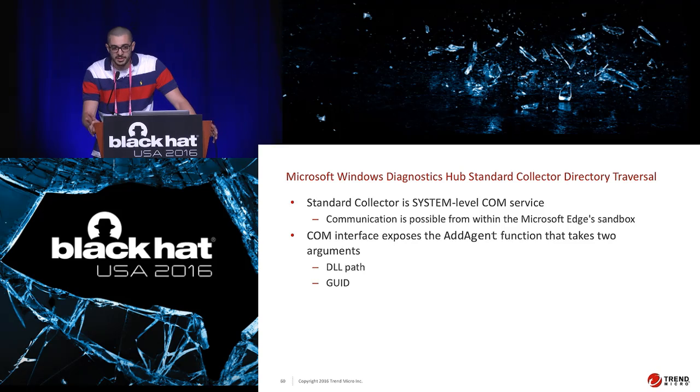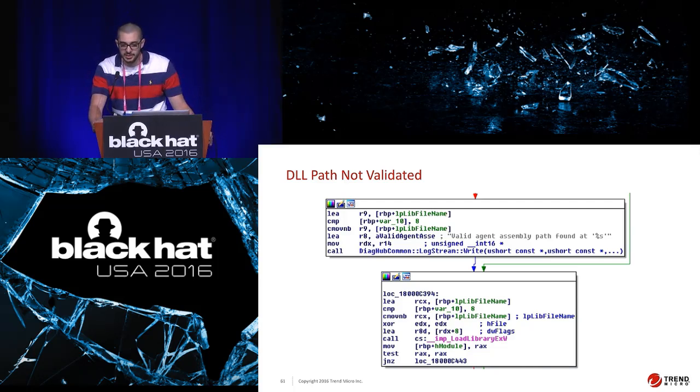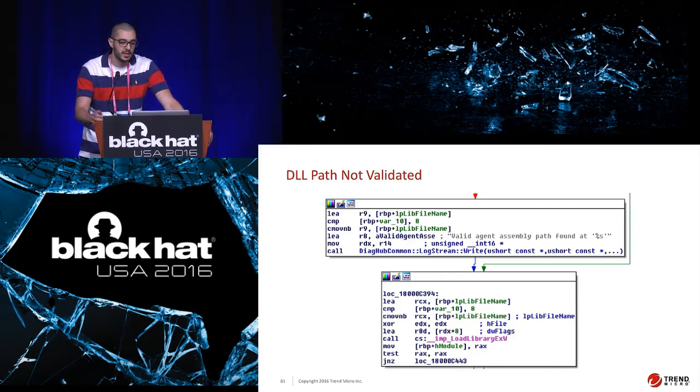And the AddAgent method takes two arguments. The first argument is a DLL path, and the second is a GUID. This method doesn't really do proper checking on the path, so as a result, it can end up loading DLLs from undesired paths, basically. So this is a snapshot from IDA, just to show the LoadLibrary call. There isn't much interesting going on before that. It just doesn't check the path properly and then just loads the DLL. And that's how he got the system execution.